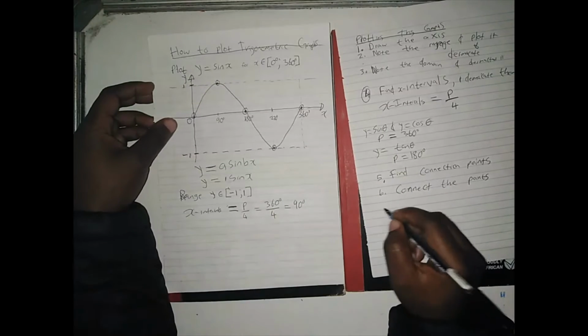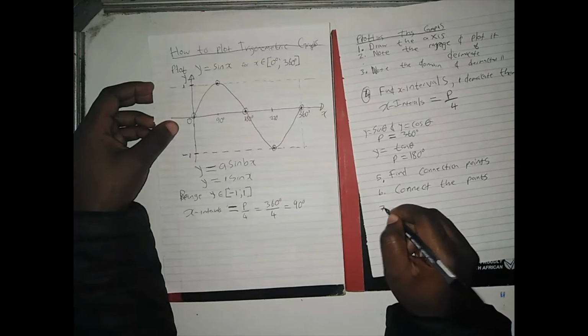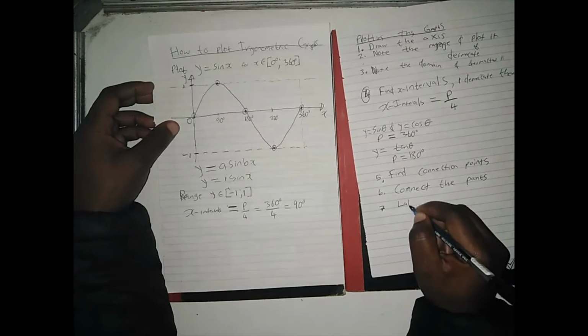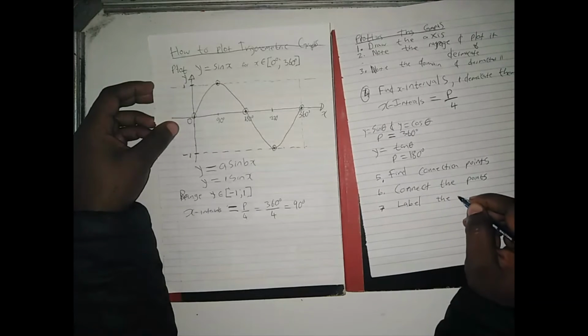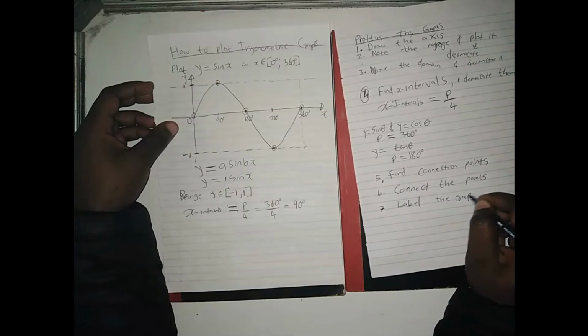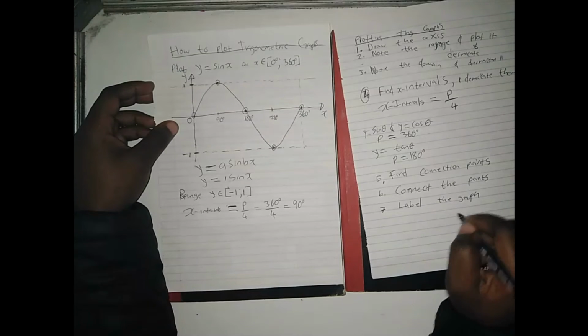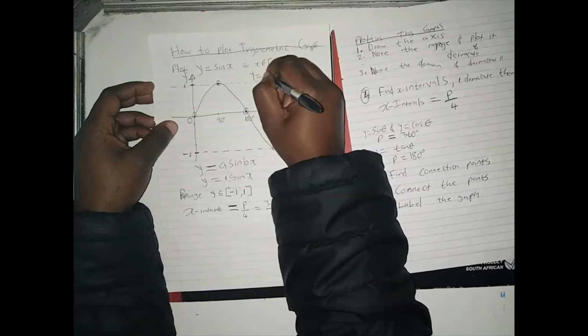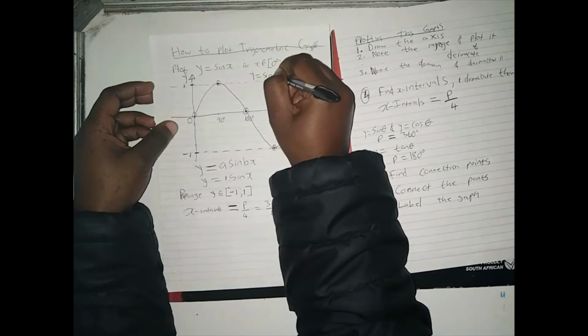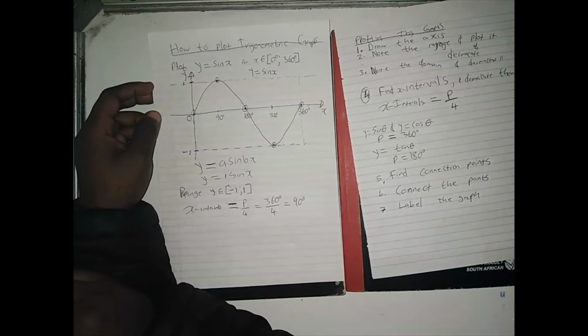There we go. Now, after connecting the points, step number 7, what do you do? You label the graph. When you label the graph, you say this is y is equal to sine x. So this is the name of this graph.